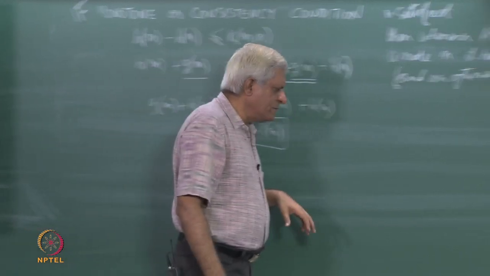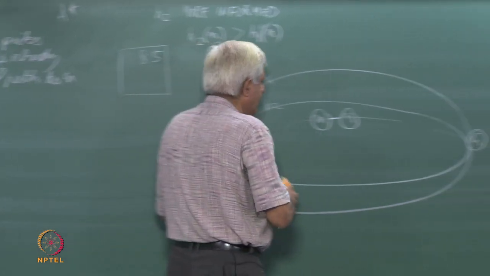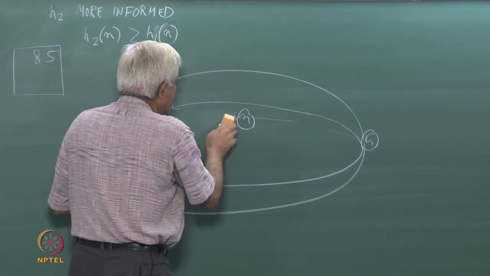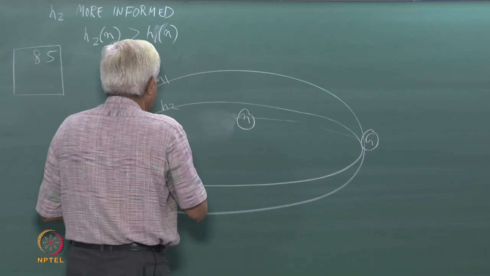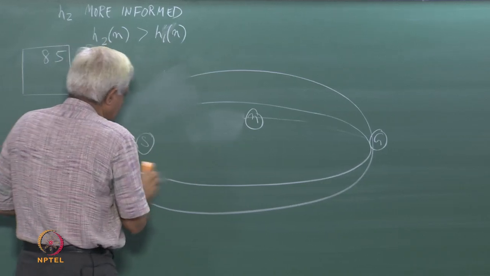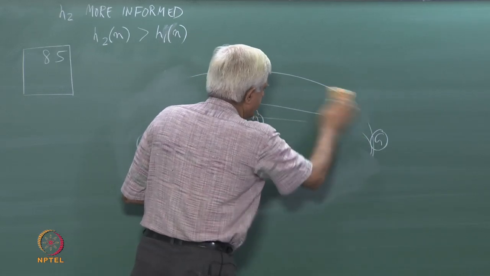So, now let us assume that there is a node n, so let us remove this, that depicts the search space that we are exploring.